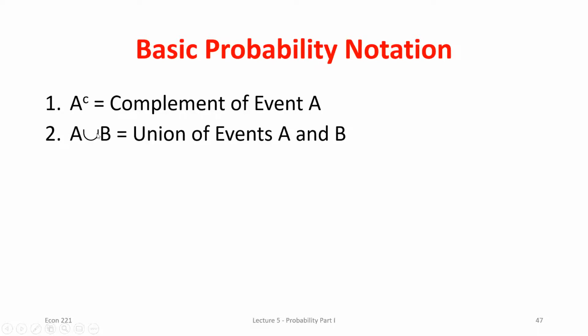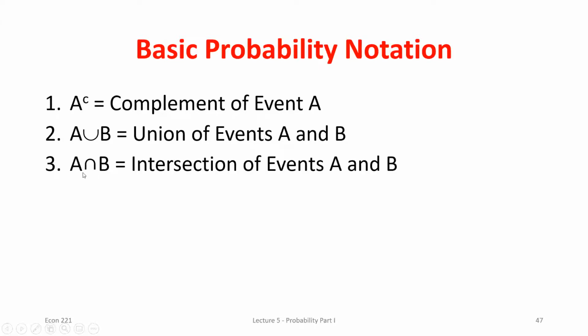We then have the union of two events. So A union B, or A or B, right? We read it as "or," which means that we're looking for outcomes that could be in either A or in B, right? They could be in both, but they're in at least one of them.